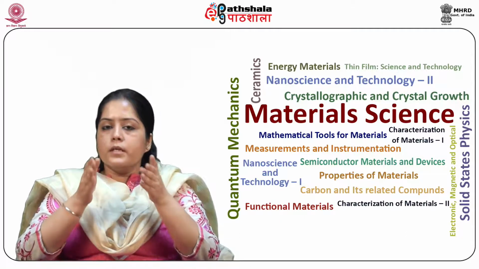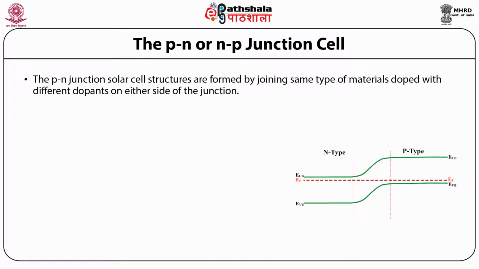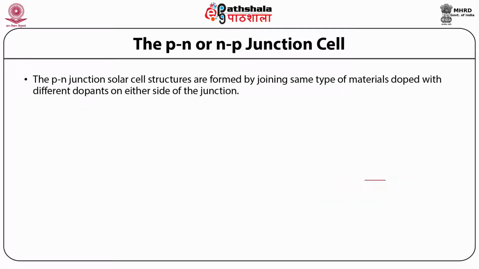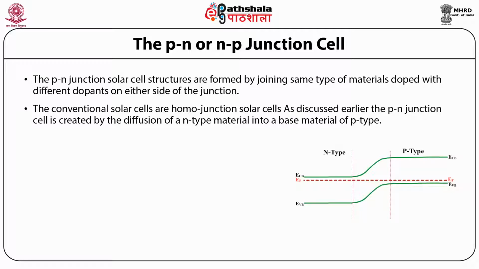These are commonly used. The PN or NP junction cell. The PN junction solar cell structures are formed by joining the same type of materials doped with different dopants on either side of the junction. The characteristic and the energy band diagram of a PN junction is shown in the figure. The conventional solar cells are homojunction solar cells.